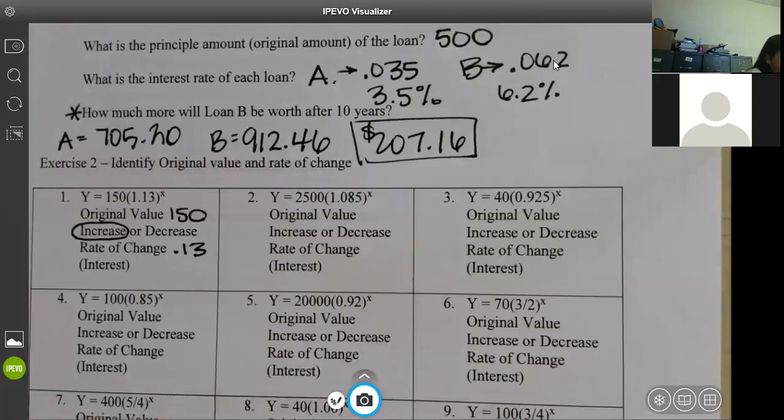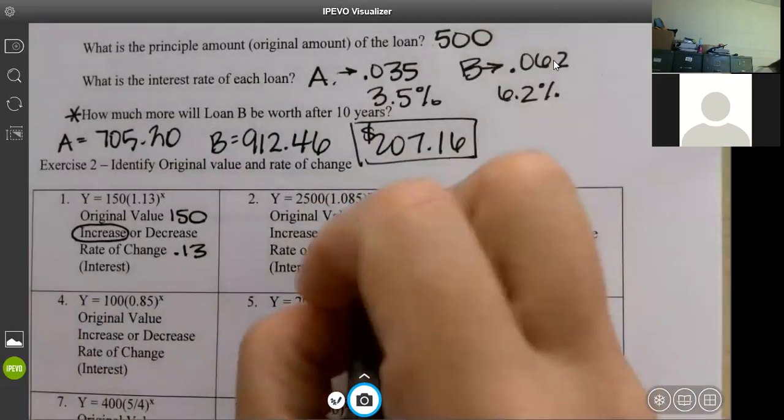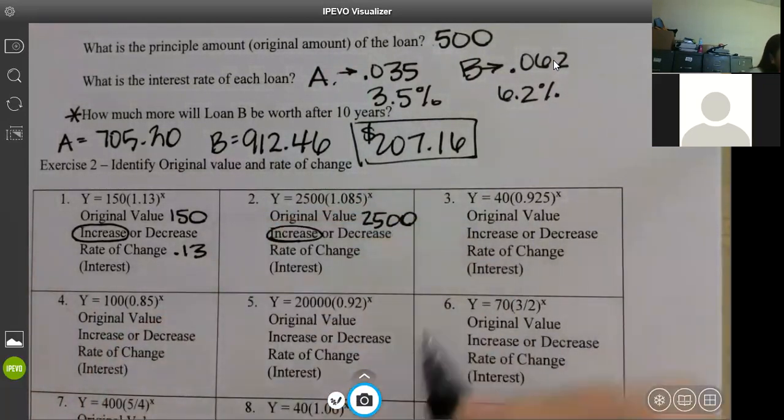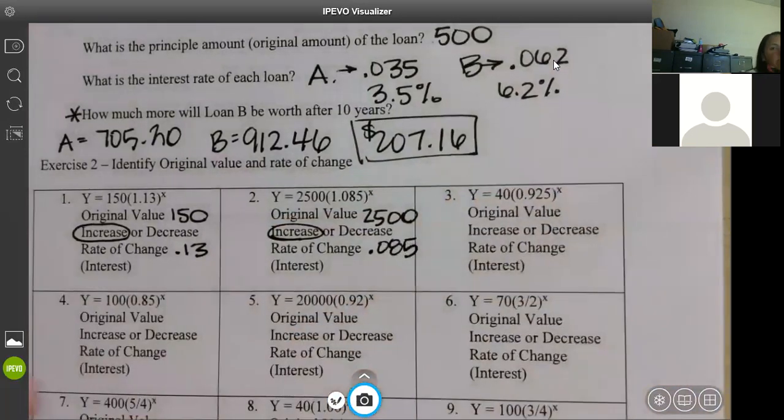Look at number 2. What's your original value for number 2? That's the box on the top. 2,500. Is this an increase or a decrease? Increase because it's over 1. And how much is it over 1? 0.085.